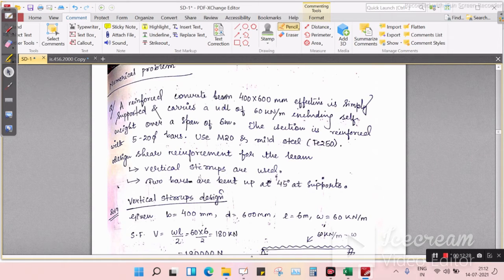The question is: a reinforced concrete beam of 400 into 600 mm effective is simply supported and carries a UDL of 60 kN per meter, including self weight, over a span of 6 meters. The section is reinforced with 5 numbers of 20 mm diameter bars. Use M20 and mild steel Fe250. Design shear reinforcement for the beam using vertical stirrups. Second point is, 2 bars are bent up at 45 degrees at the support. Okay, 2 bars are bent up.